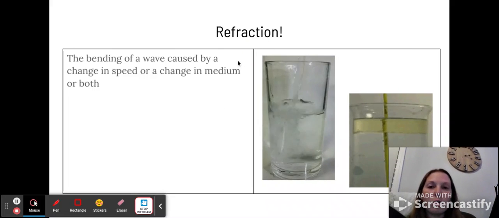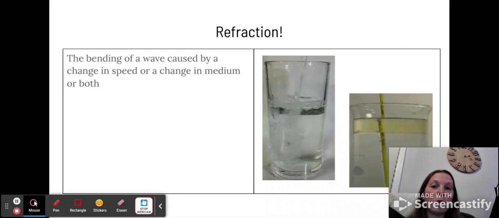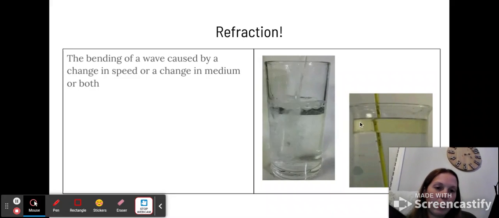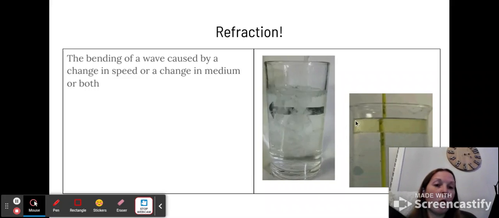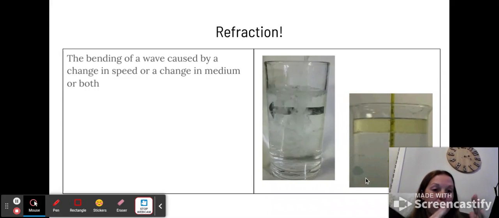So we have also what's called refraction, and this is the bending of a wave caused by a change in speed or a change in medium or both. As you can see here on this GIF with the pencil, you stick it in, you know the pencil's straight, but then you will see that it's actually at different angles in each solution. In water, it's bending at a specific point, so it makes it look like the pencil's broken. But then in oil, it actually bends even further, with that being a bit of a thicker medium to pass through.